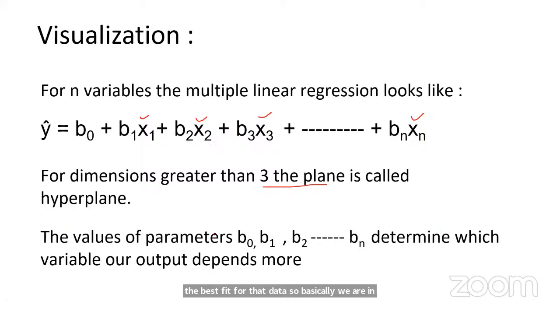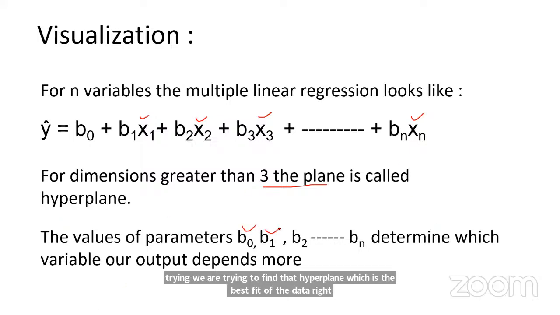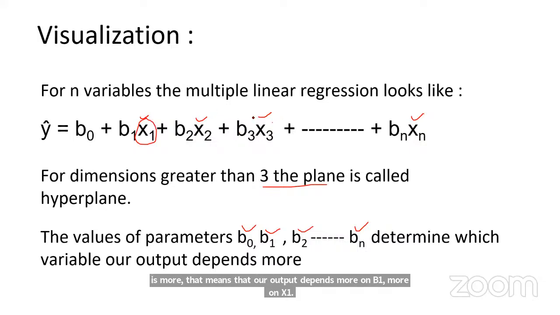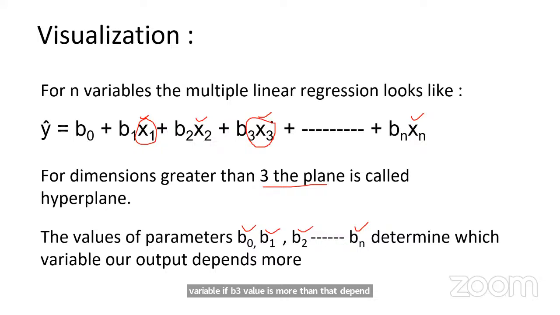And we're trying to find these variables b0, b1, b2 up to bn so that we can best estimate our data. And these hyperparameters b0, b1, b2, and bn determine which variable our output depends on more. So if b1 value is more, that means that our output depends more on the x1 variable. If b3 value is more, then that means that our output depends on x3 more. So we can also know which factors our data is depending on more using multiple linear regression.